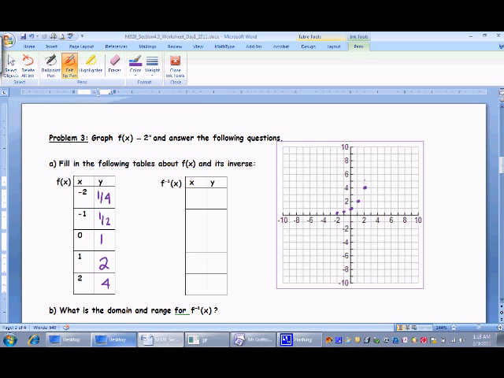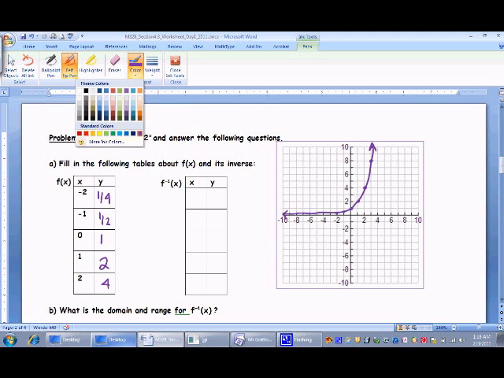Now this thing starts to grow very, very quickly. By the time I get to 3, I'm up to 8, and then after that I'm already off the graph. So I've got this nice exponential function, 2 to the x power. However, the problem doesn't want us to stop there. They say fill in the table about the function and its inverse. So you can see we're going to be talking about the inverse to this exponential function.